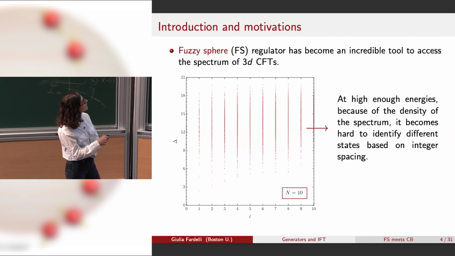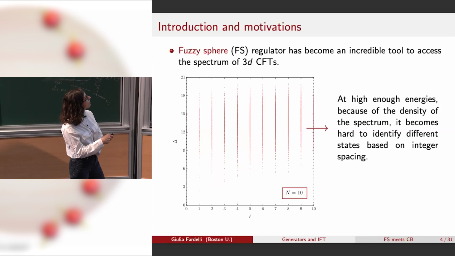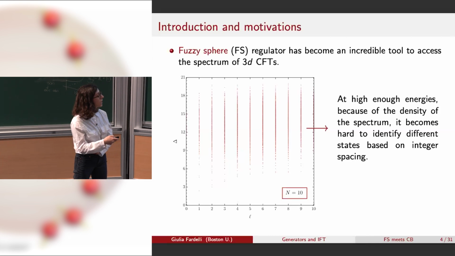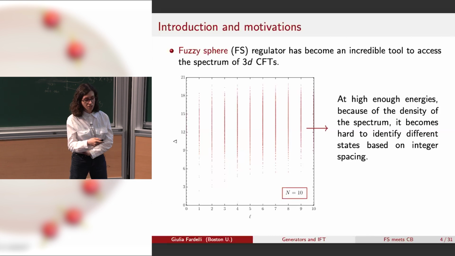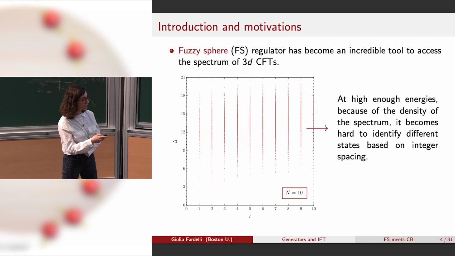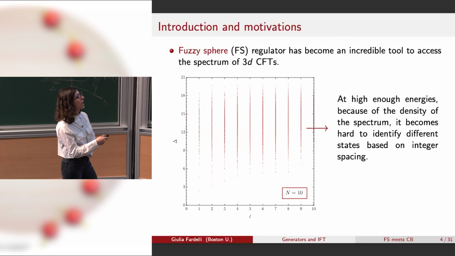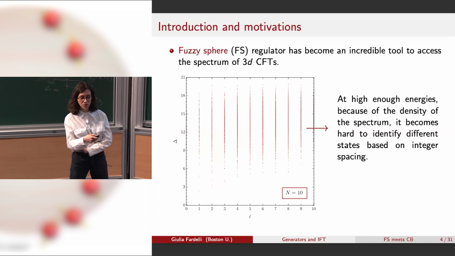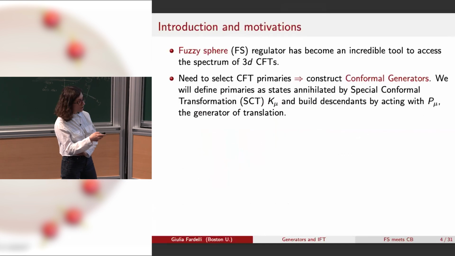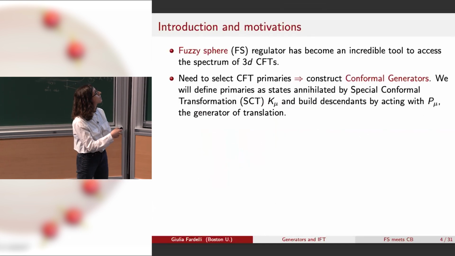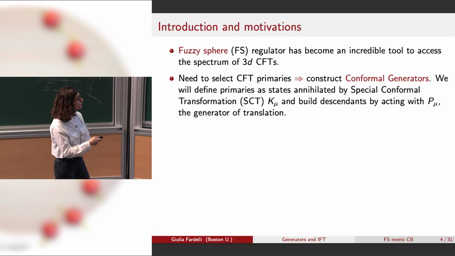As you can already see, when the energy is high enough, the spectrum is really dense. So we have lots of operators with more or less the same energies. So it becomes incredibly challenging to define what's a primary and what's a descendant just based on integer spacing. So our idea is: how can we try to select what a CFT primary is?